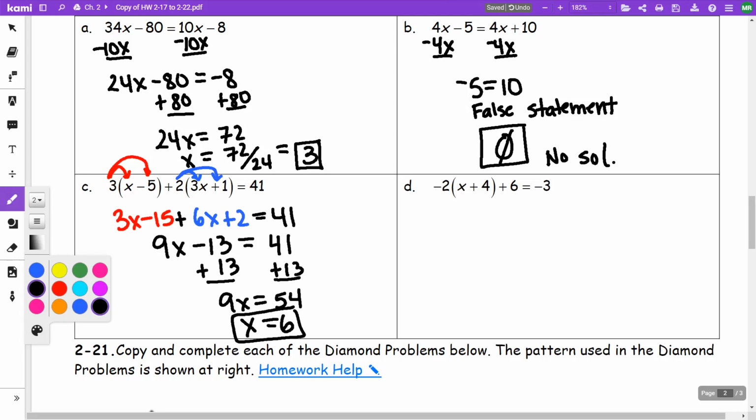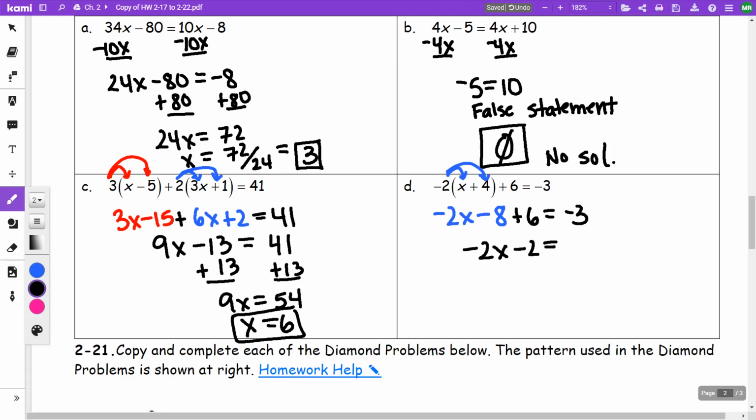On this next one, I'm going to distribute this -2 into this parenthesis. So I'm going to get a -2x minus 8. That plus 6 is not affected by that -2. Then I'm going to clean up my left side. So I'm going to get a negative 2x minus 2. I'm combining like terms. Now I'm going to solve. I'm going to add 2 to both sides. I'm going to get negative 2x is equal to negative 1. And be careful, this is not going to be a 2. It's going to be a positive, because it's going to be a negative 1 divided by a negative 2, which is a positive 1/2. That's going to be our answer.